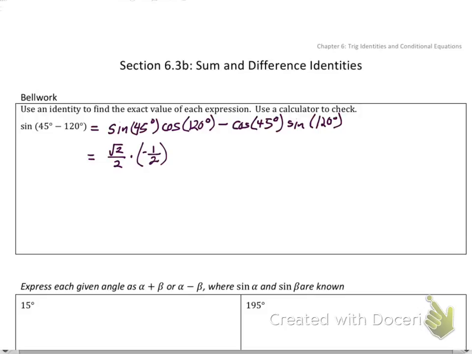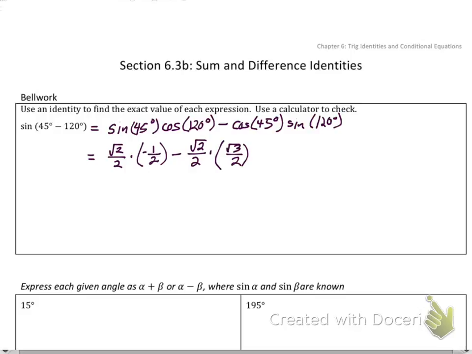All right, then we're going to go ahead and subtract. Well, if my sine of 45 degrees is square root of 2 over 2, that means my cosine of 45 degrees is also square root of 2 over 2. Multiply that by the sine of 120 degrees. What is the sine of 120 degrees? Square root of 3 over 2. And that is positive because it's in the second quadrant as well. It's All Students Take Calculus.